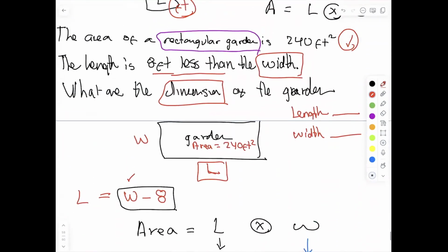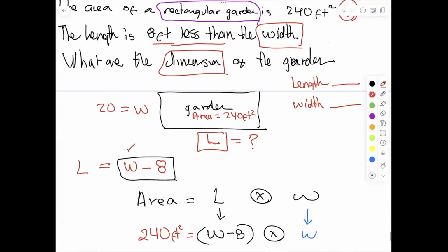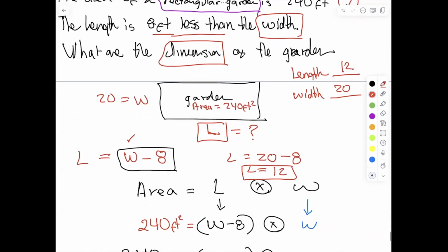So what am I going to do here? Well, if this is 20, then what is my length? Well, we said that the length is equal to W minus 8, right? So if my length is equal to 20, which is my width, minus 8, then my length is 12, right? So my length is 12, my width is 20. Does that make sense? I don't know.